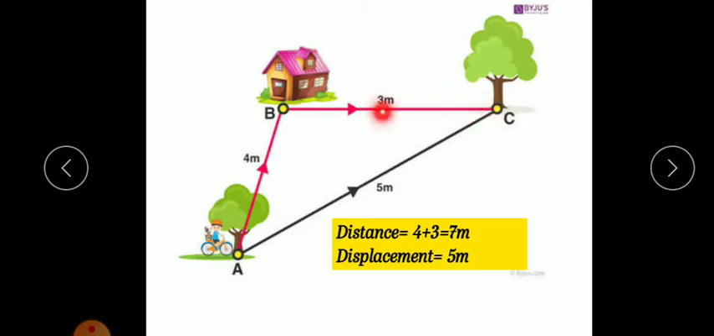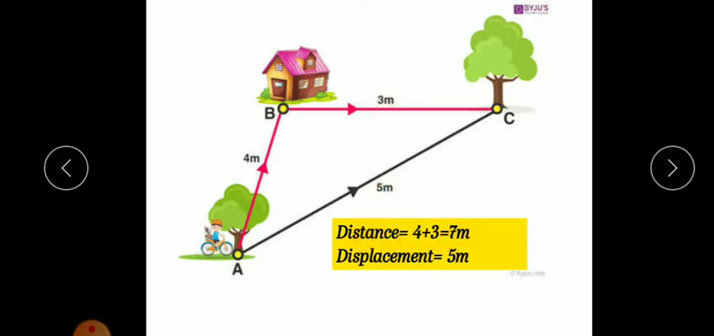So the length of the path traveled is known as distance. What is distance? The length of the path traveled by a body is known as distance. In physics we keep saying body. That may be a person or an object; anything we call a body. So don't be confused. The length of the path traveled by this child is 7 meters. That is, distance is 7 meters.